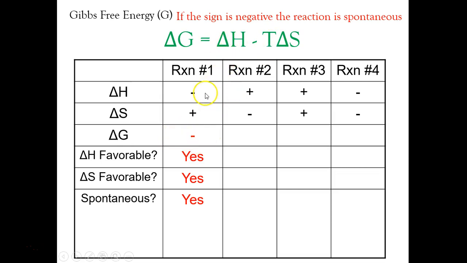Delta H is favorable because it's negative. Delta S is favorable because it's positive. And since delta G has to be negative, we know that this reaction will be spontaneous.